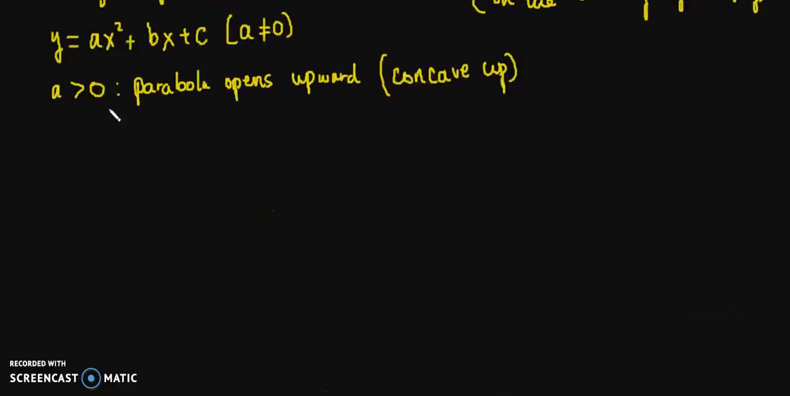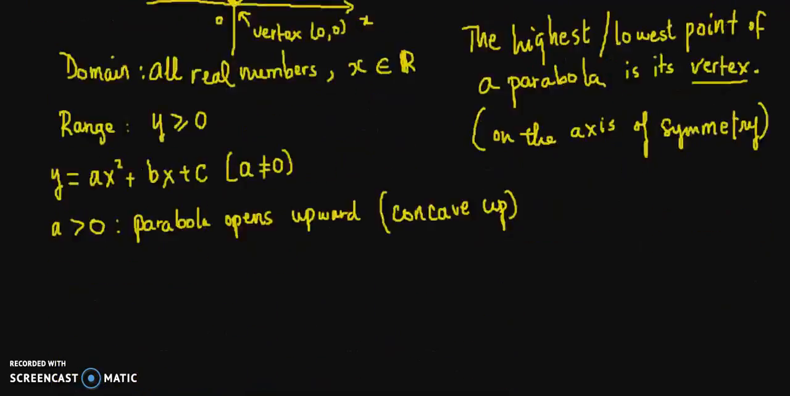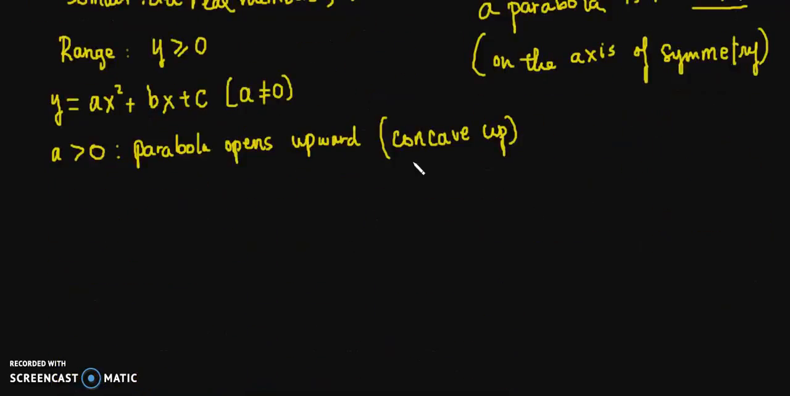Now, because it opens upward, it has a vertex, right? This is the vertex here, and in this case it is the lowest point. So the vertex is the minimum point, the minimum point or the lowest point.